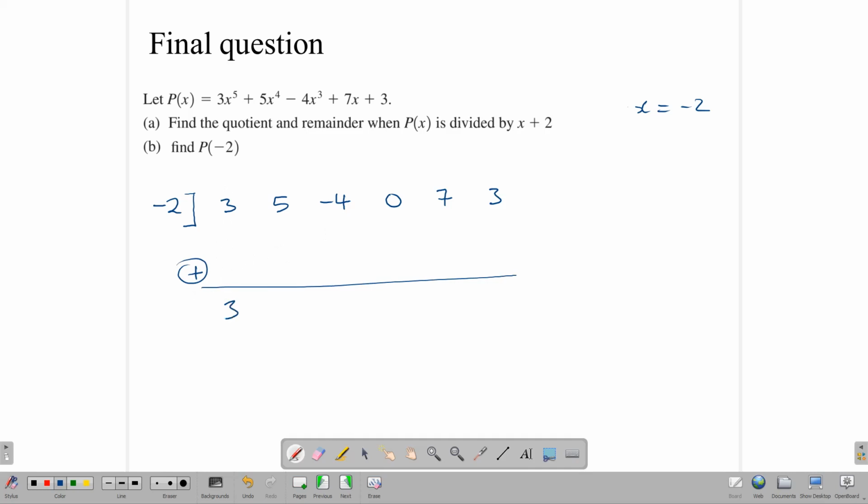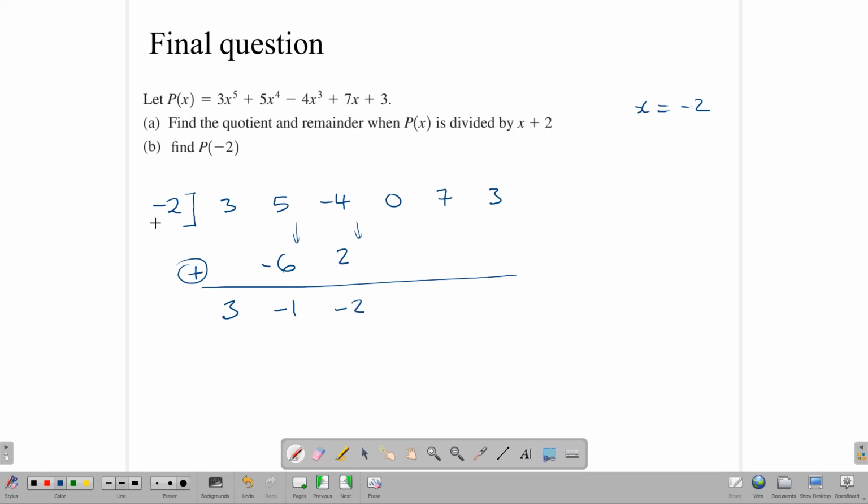You can write back this 3 here to start, and we're going to say negative 2 times 3 gives us a negative 6. Add these two. Negative 6 plus 5 gives us a negative 1. Now we're going to multiply negative 2 times negative 1. That's a positive 2. Put it here. Add these two. Negative 4 plus 2 gives us a negative 2.